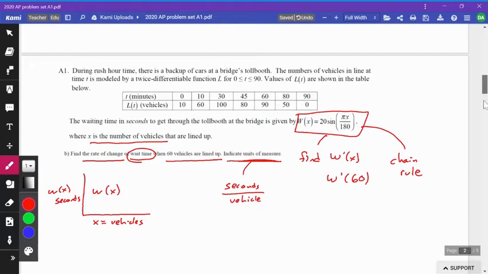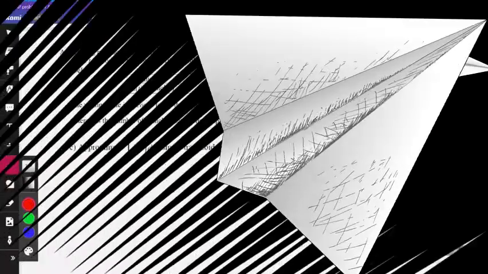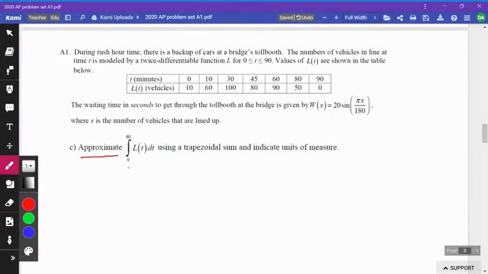Jumping into part C, I want to approximate this integral using a trapezoidal sum. So I want to approximate the integral of L of t. This means I'm going to be using my table. Remember, my graph for this, again, L of t, where t is minutes, and L of t was vehicles.